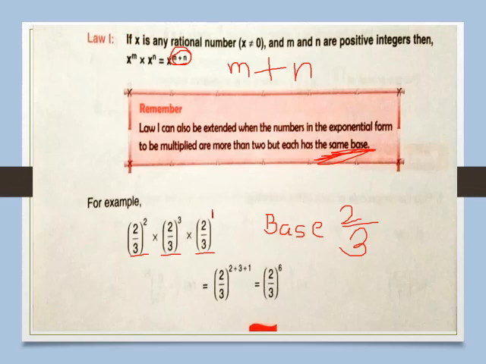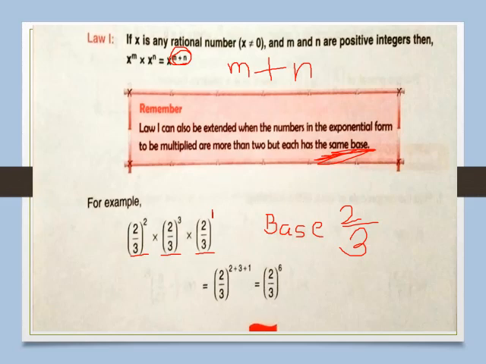So what is law 1? If x is any rational number, x not equal to 0, and m and n are positive integers, then x raised to m into x raised to n equals x raised to m plus n. It means we have to add the powers, m plus n. Law 1 is also extended when the numbers in exponential form to be multiplied are more than 2, but each has the same base. The condition is that they must have the same base. This is the important condition.